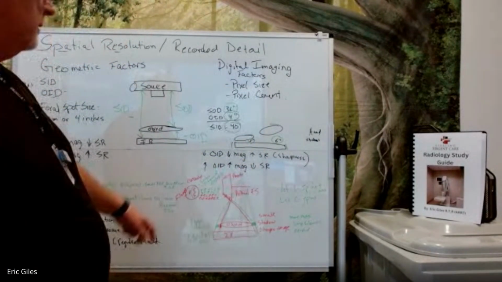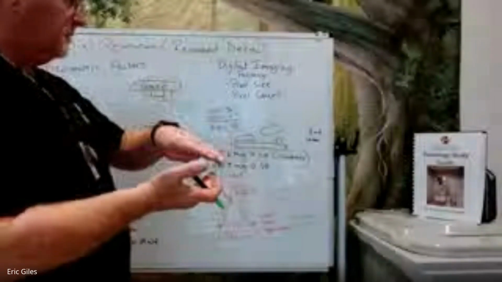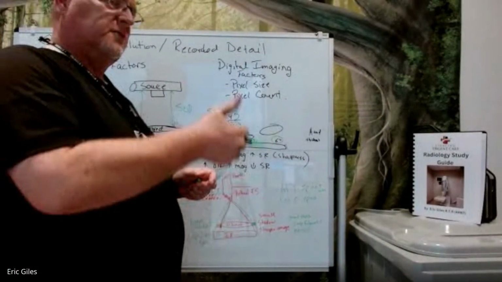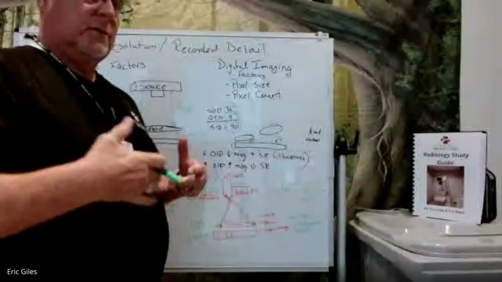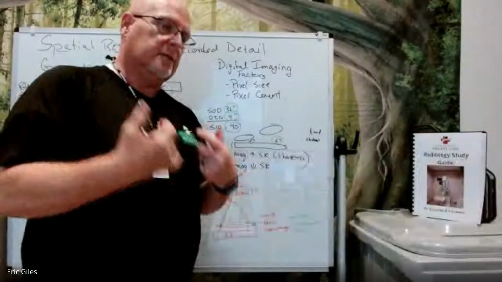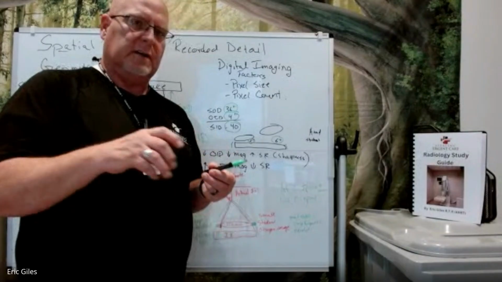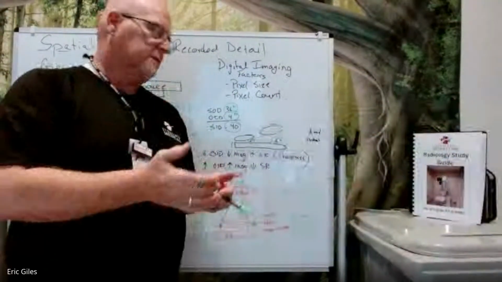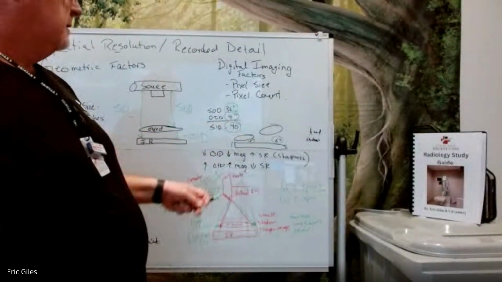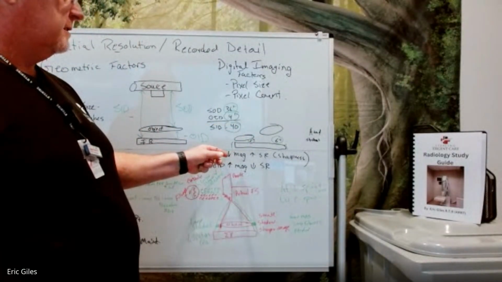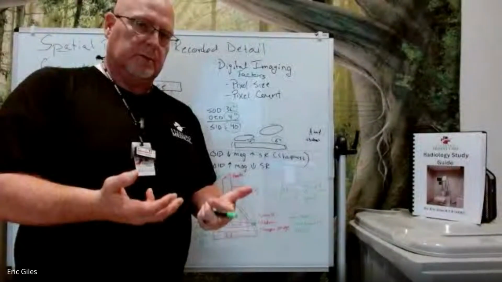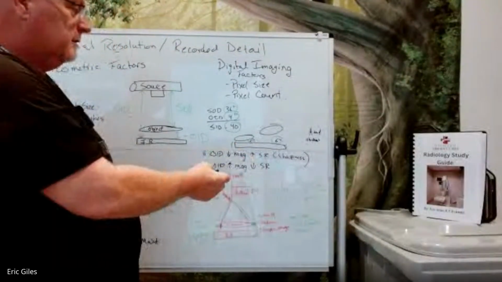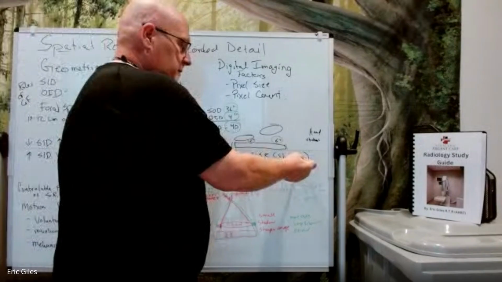So the smaller the distance between the object and the IR, the less magnification there is, and the sharper your image is. Okay, so as X-ray techs, we try our hardest to minimize the space between the image receptor and the patient. We want that patient as close to the image receptor as we can, so that we can prevent magnification, and it's going to make our image sharper. So less OID, less magnification, better spatial resolution or sharpness.